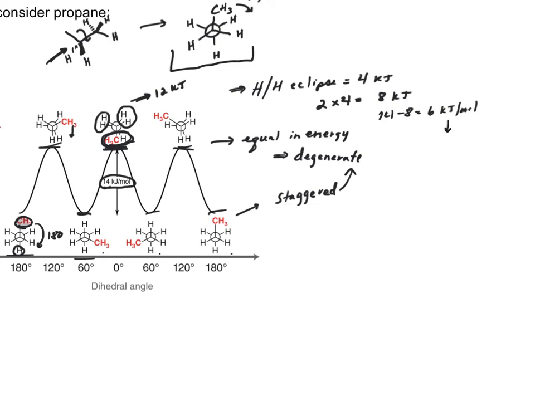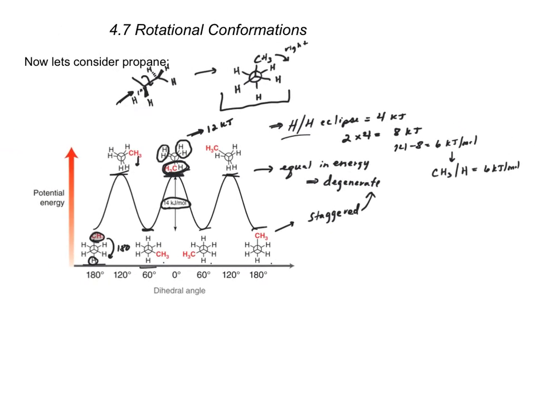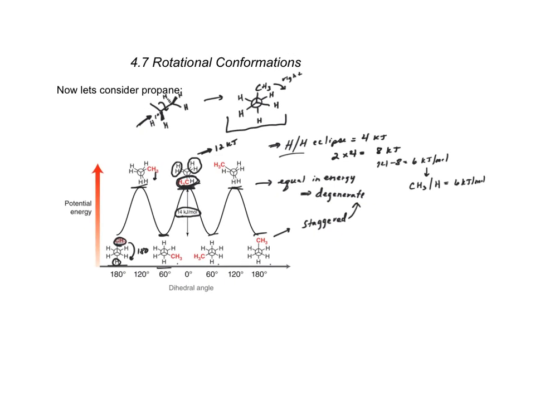So that tells us that a hydrogen-hydrogen eclipse costs us about 4 kilojoules. Now a methyl-hydrogen eclipse is going to cost us about 6 kilojoules, which is a little bit more comparatively, okay? So that is propane, right? All eclipsed conformations are equal in energy. All staggered conformations are equal in energy. We have a methyl-hydrogen eclipse now costing us about 6 kilojoules per mole.